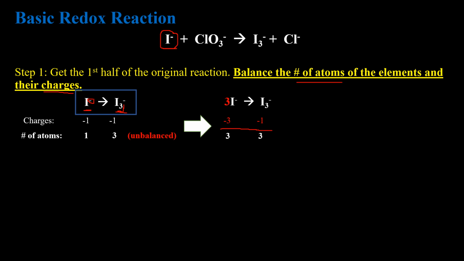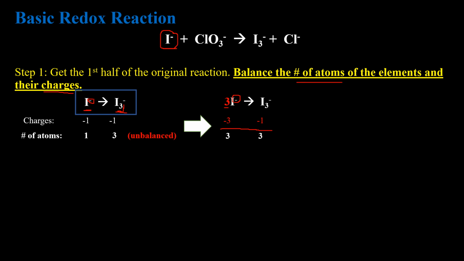Why did it become -3 on this side? In order to count the charge of the substances, you simply multiply the coefficient and the exponent, or the charge that is found here. So that's 3 times -1. That makes -3 as the charge. And then on the other side, since we didn't add any coefficient, the charge remains the same.